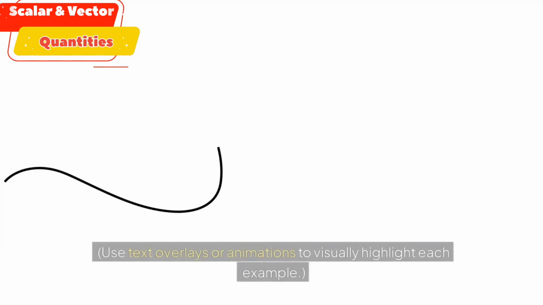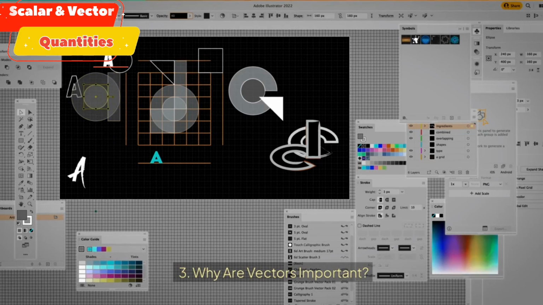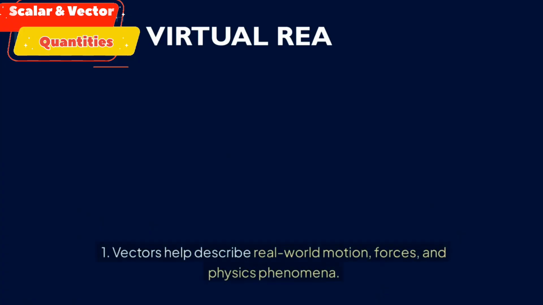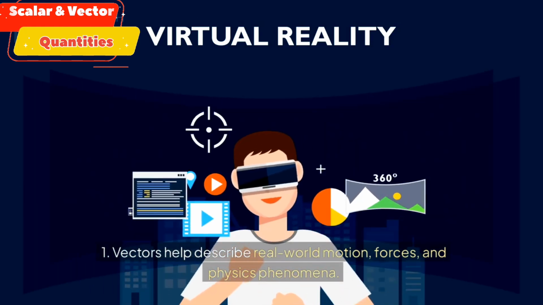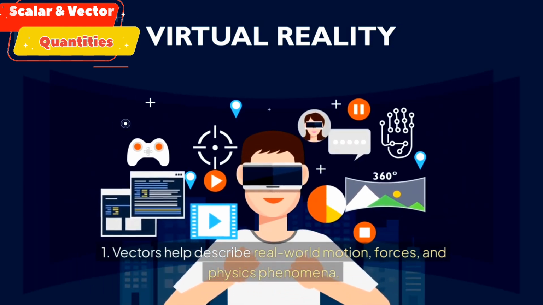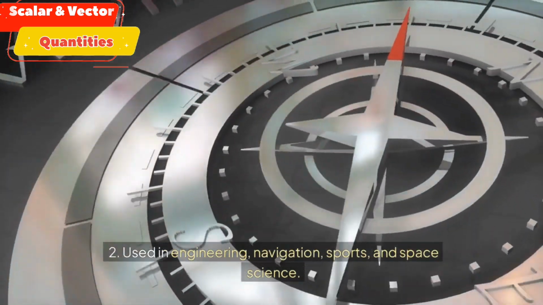Use text overlays or animations to visually highlight each example. 3. Why are vectors important? 1. Vectors help describe real-world motion, forces, and physics phenomena. 2. Used in engineering, navigation, sports, and space science.